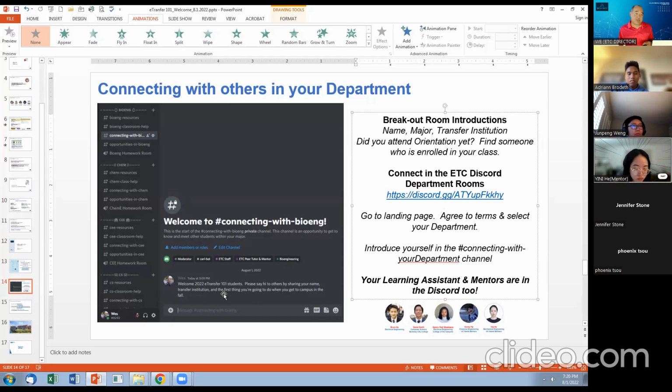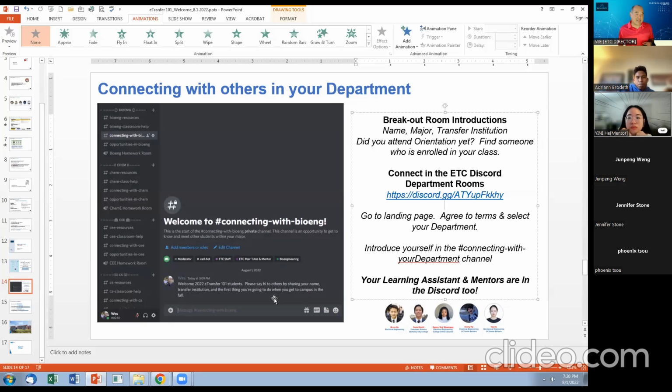Once you're in the ETC Discord server, I have some instructions here. It says, welcome 2022 eTransfer 101 students. Please say hi to others by sharing your name, transfer institution, and the first thing you're going to do when you get to campus in the fall. The reason is that I'd like you to stay connected even beyond today's session. In the next weeks approaching fall, I'm going to bet you will have questions you want to pose to other people. Already there are some questions about classes, from some of you who have had orientation and are asking about classes to enroll in. This is a great way to get feedback on your questions.